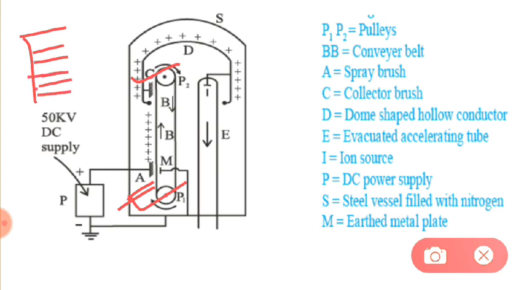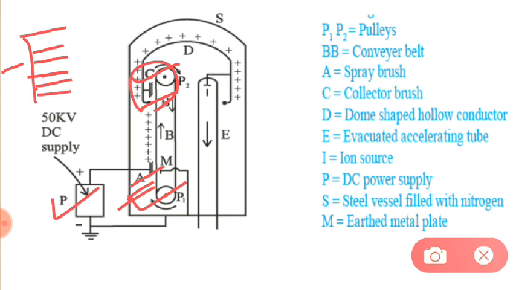It is exactly like a comb, and it is connected over here, and the other end is connected to the power supply, which is having 50 kilovolt of voltage to it. And another comb is at the second end of the pulley, which is P2. Here you can see another brush, or I can say comb. It is a similar comb, but it is used for collection, and this one is for discharge.